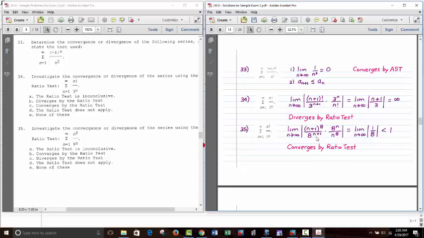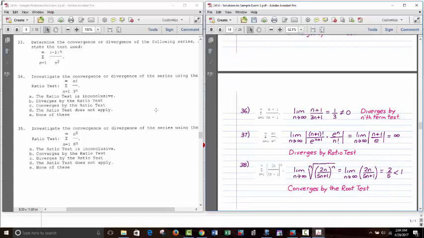And so that really does go to 1, even though it doesn't cancel algebraically. It's because of the limit as n goes to infinity. So you end up with 1 over 8, less than 1, converges by the ratio test.